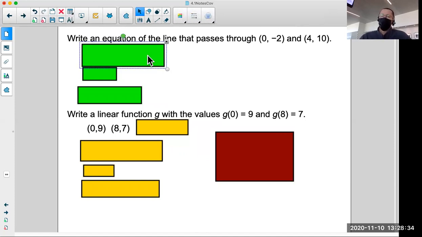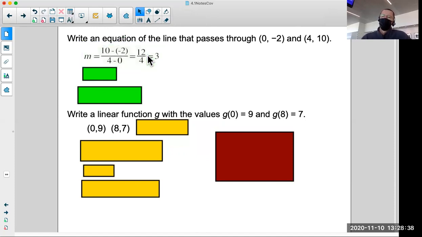Okay, so hopefully you realize I got to figure out the slope. Always have to have a slope and a point. So to figure out the slope, we go 10 minus -2 over 4 minus 0. And again, we could have gone the reverse way, and then we would have gotten -12 over -4. Either way, it reduces to +3. So m equals 3, and b is -2, right?